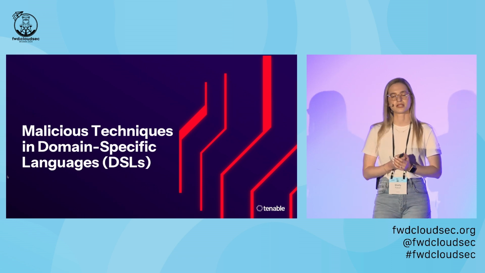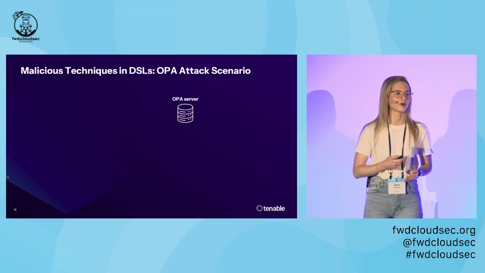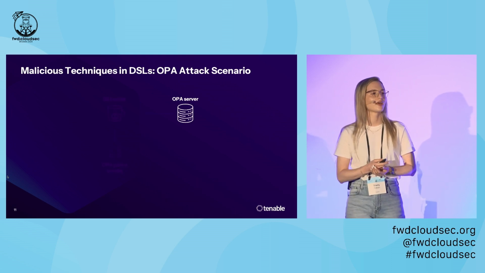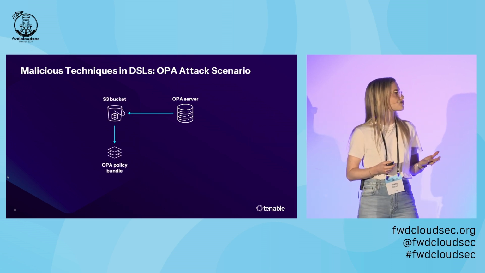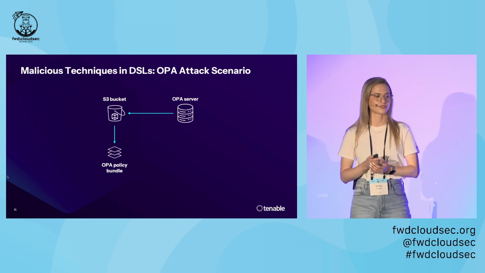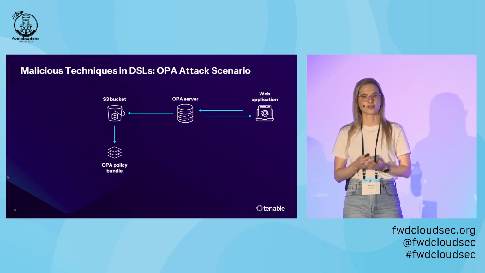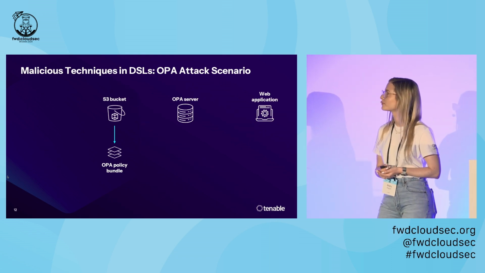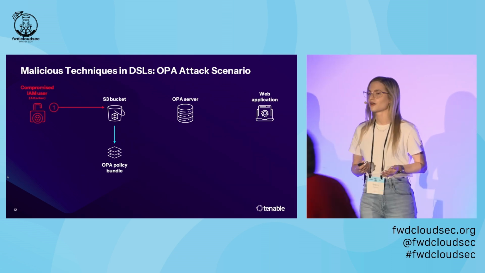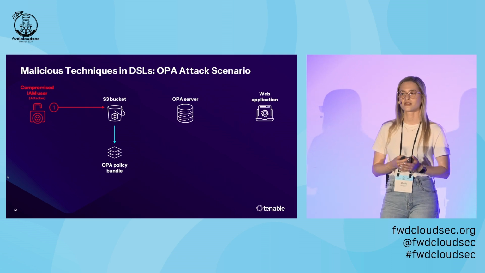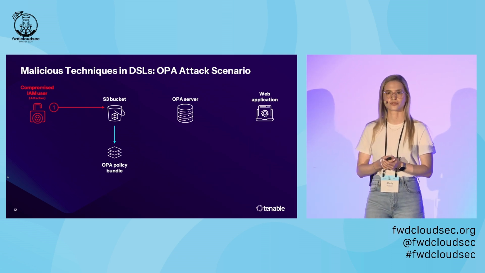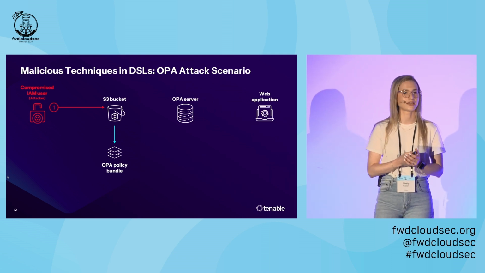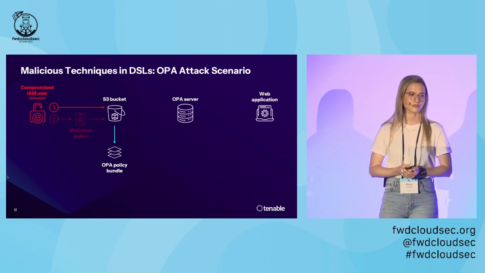Let's dive right into the malicious techniques, starting with OPA. Let's say you have an OPA server, and it's configured to fetch policies from an S3 bucket, and a web application that uses OPA for authorization. In our attack scenario, the attacker gains access through a compromised IAM user, and the only required access here is write access to the bucket holding the policies.